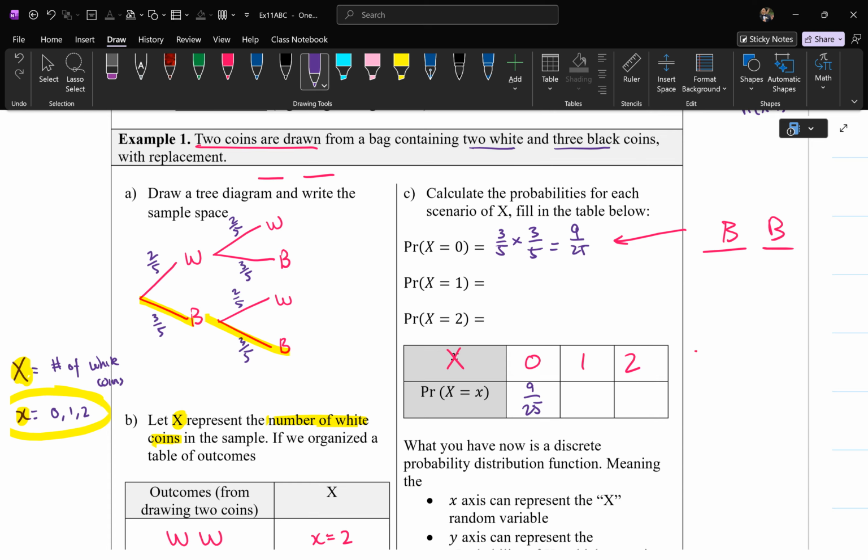If I want 1, the only way to get 1 is white then black or black then white. So there's 2 scenarios there. You can either get 2/5 times 3/5 plus 3/5 times 2/5. And that gives you, what, 6 over 25 times 2, so that's 12 out of 25. So now I know that's 12 over 25, yep.